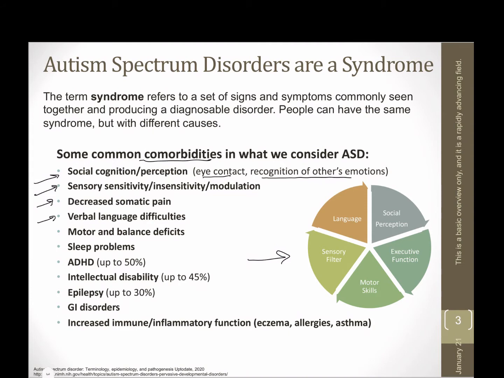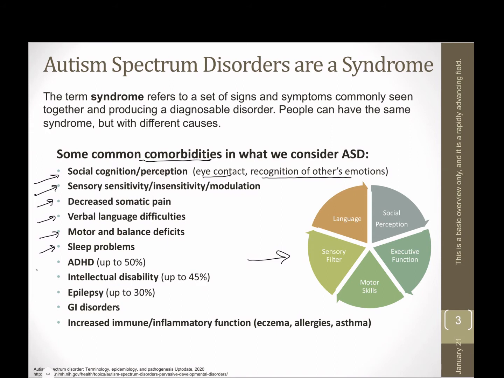It's common to have some verbal language difficulties, and those can be expressed not only in difficulty verbalizing, but in some people who are very verbal, there are also some changes in pragmatics and structure. Motor and balance deficits can often be seen. We can have difficulties in sleep, and there's some other disorders that have high co-expression with ASD.